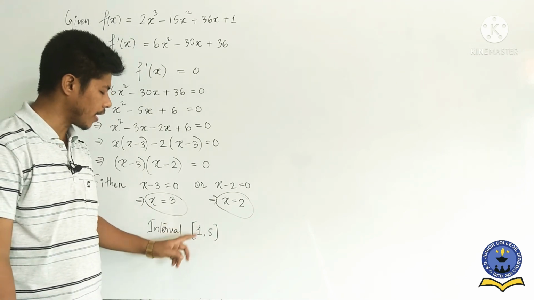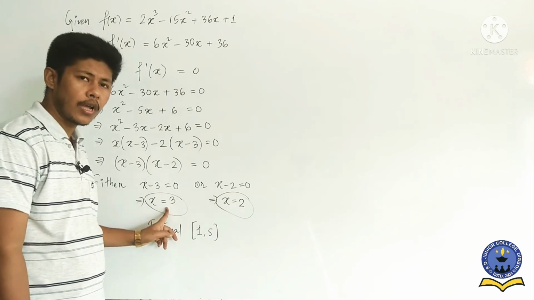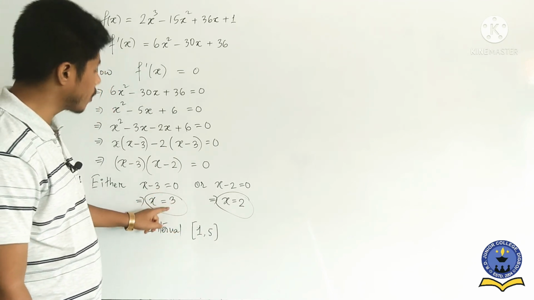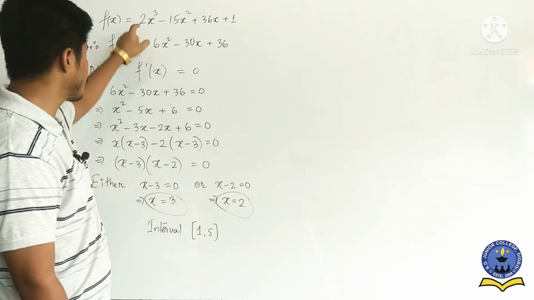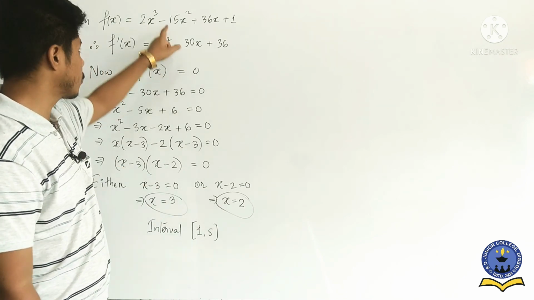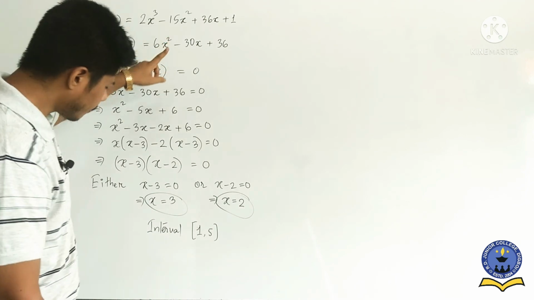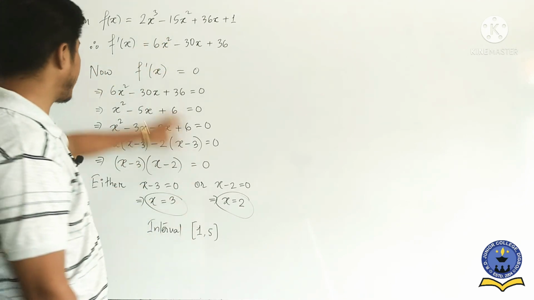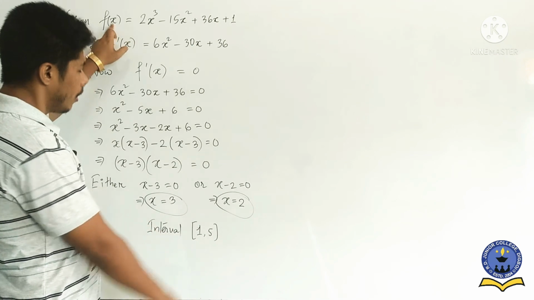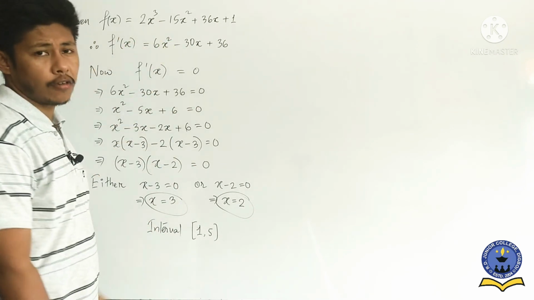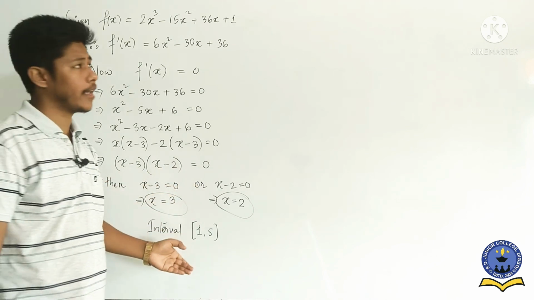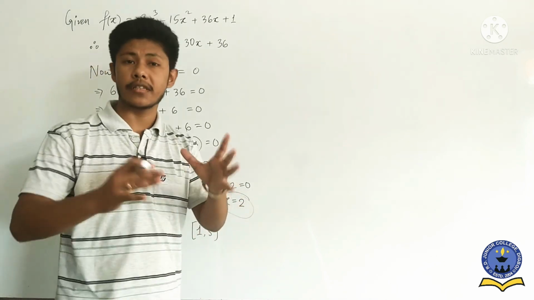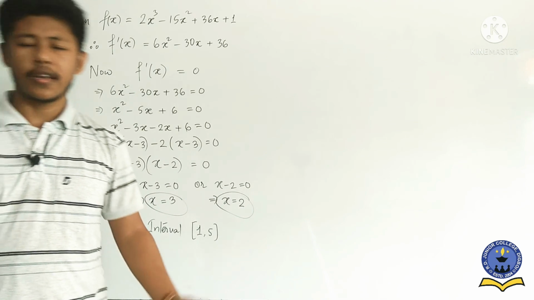So that means here we have to put x equal to 3 in the given function, that is f(x). As well as we have to put x equal to 2 in f(x), and with this we have to put x equal to 1 also, the end points, as well as x equal to 5 also. And when we put 3, 2, 1, 5, from there we have to find the maximum value as well as the minimum value.